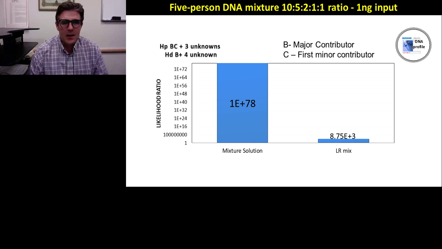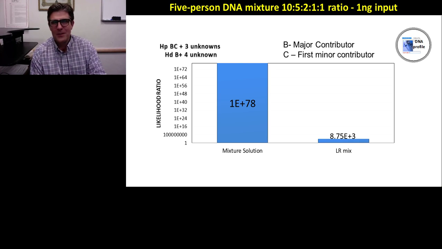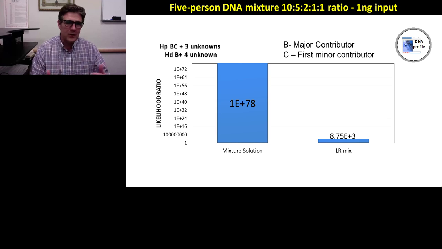And it gives us a 1 times 10 to the 78 likelihood ratio, which I don't even know how to say in terms of trillions of quadrillions or whatever it is. Whereas LR-Mix Studio gives us 8 times 10 to the 3. So you would say it's 8,000 times more likely to observe this mixture if it's a mixture between B, C, and 3 unknowns than if it's a mixture between B and 4 unknowns.